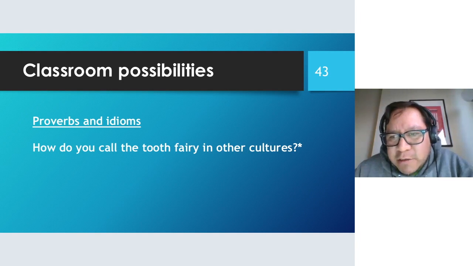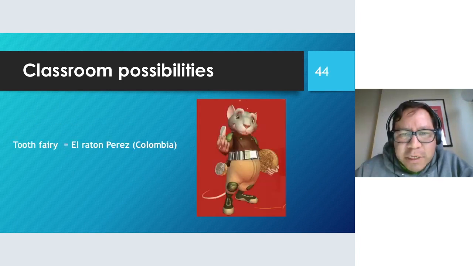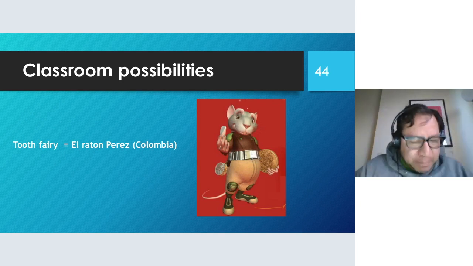And then start digging. The students can go back home and ask their parents, their grandparents, do we have this? And what is the history? Or tell them stories about the tooth fairy. In the meantime, I'm going to show you how you say it in Colombia and in many Latin American countries. They call it El Ratón Pérez.